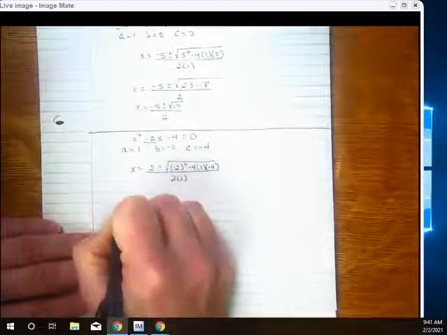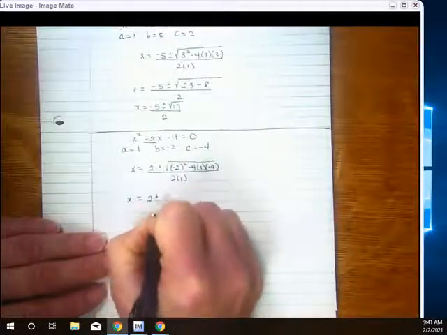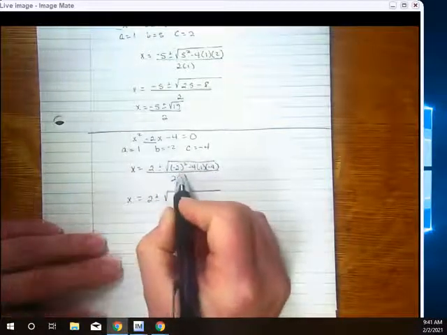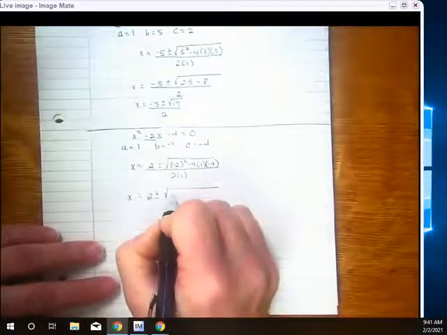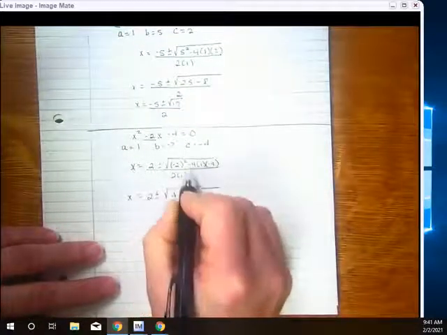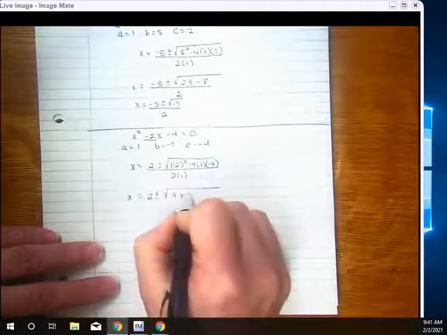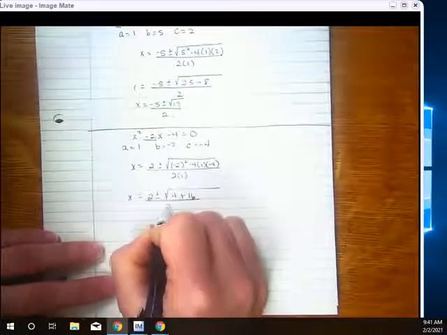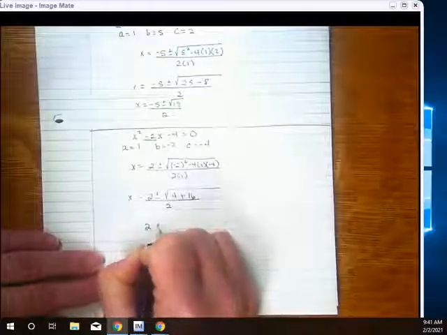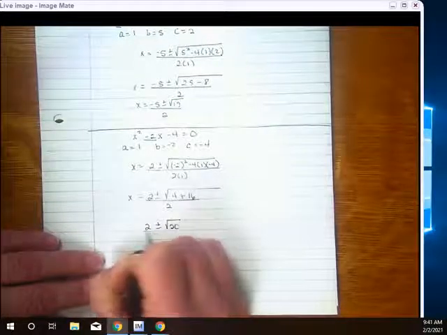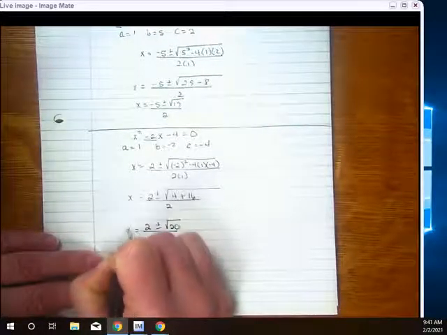Again, the order of operations tells us that we do what's underneath that grouping symbol first. A negative 2 times a negative 2 is a 4. A negative times a negative is a positive. 4 times 1 is 4, times 4 is 16. 2 times 1 is 2. 2 plus or minus the square root of 20, over 2, equals x.